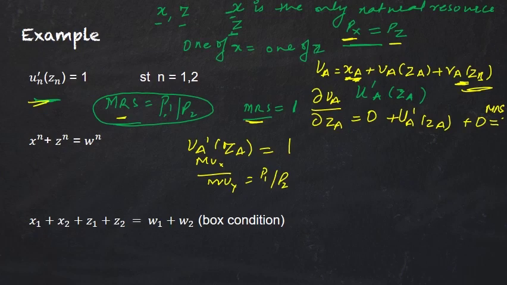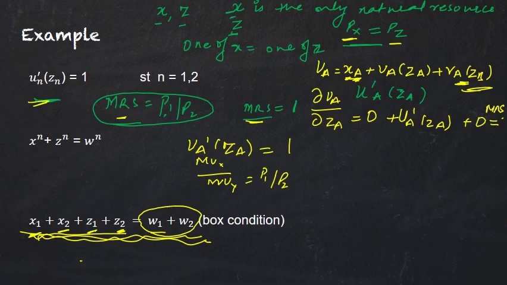Now you remember the Edgeworth box? The whole thing: the number of apples A consumes, the number of apples B consumes, the number of apple juice A consumes, the number of apple juice B consumes should be equal to the entire number of apples available in the economy, either with A or with B, right? We've understood that. Now let's move on.